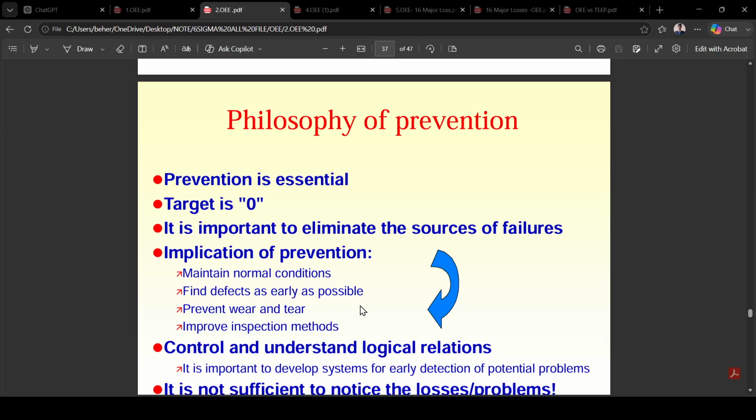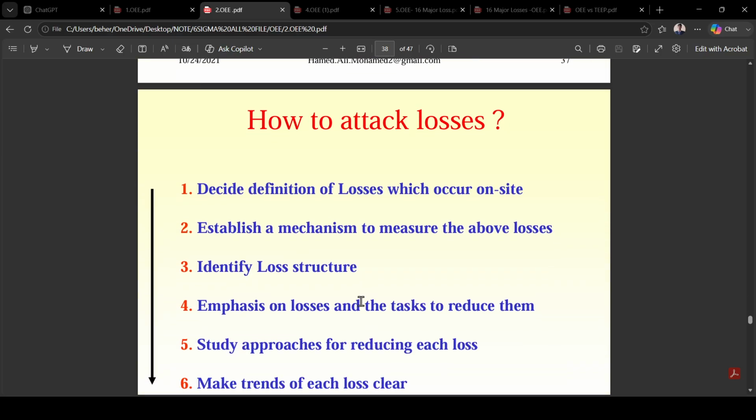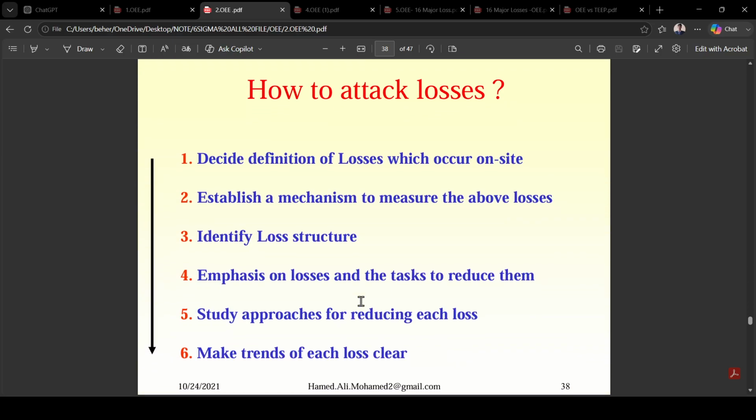This is the psychology of prevention. How to prevent is essential. Control, understand the logical reasons, so that you can control and understand the logical relation. It is not sufficient to notice the losses or problems; you need to know how to attack losses. Decide the definition of losses which occur on site.